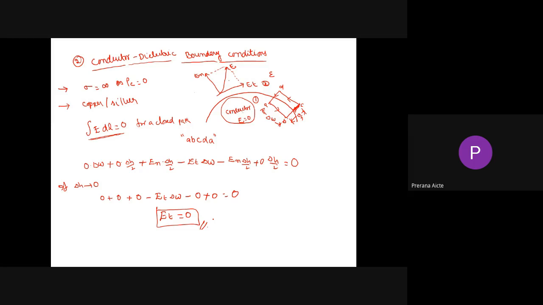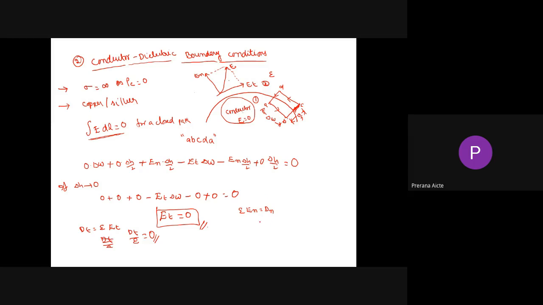Similarly, here the total electric field components, that is the tangential component of the electric field, is equal to 0. Similarly, the remaining boundary conditions can also be obtained. D of t is equal to epsilon into E of t, that is, D of t by epsilon is equal to 0. That is one equation. And for the normal component, epsilon into E of n is equal to D of n.